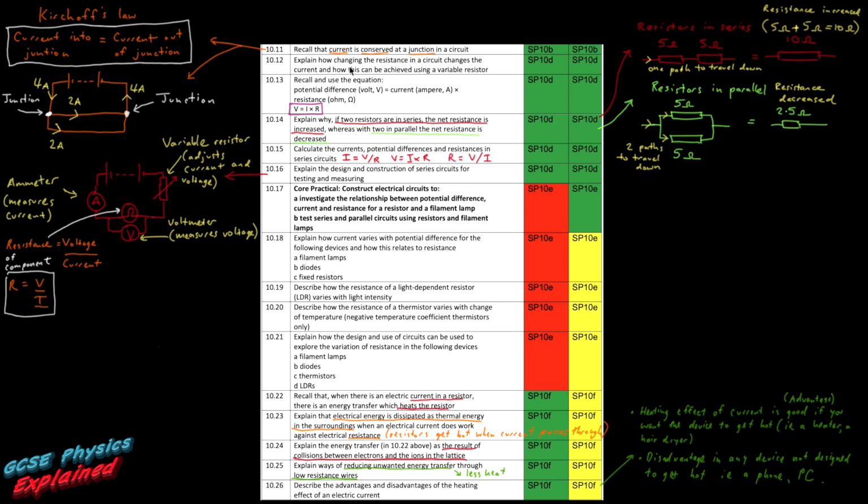10.12. Explain how changing the resistance in a circuit changes the current and how this can be achieved using a variable resistor. So variable resistors are used to adjust the size of the current. If you've got a large resistor, it makes the current small, and if you've got a small resistor, it makes the current big because it lets the current flow without stopping it as much.